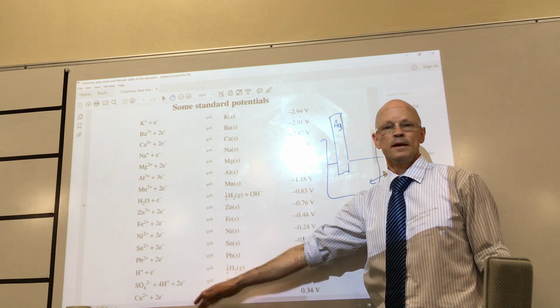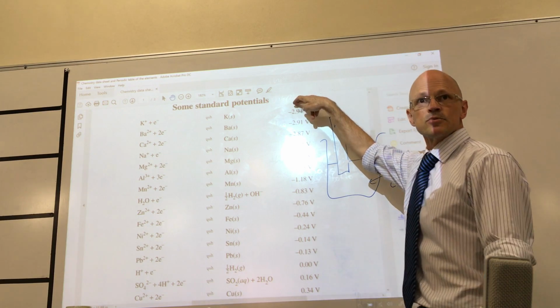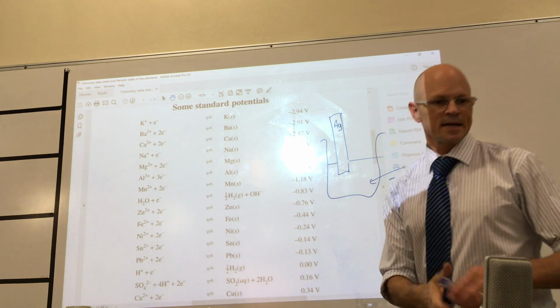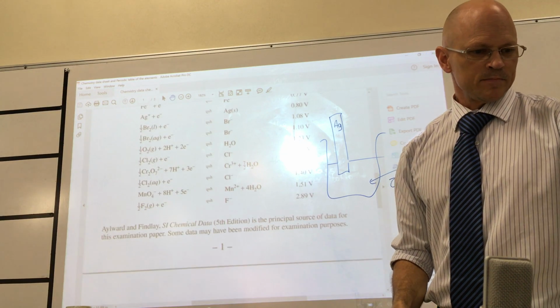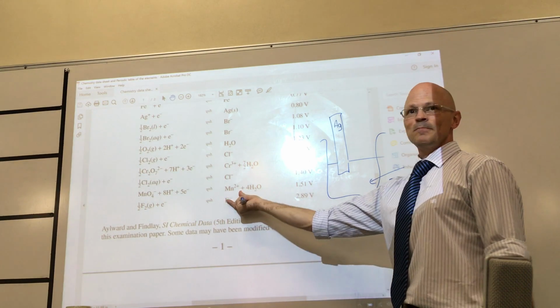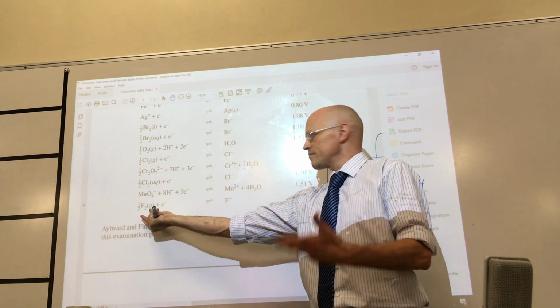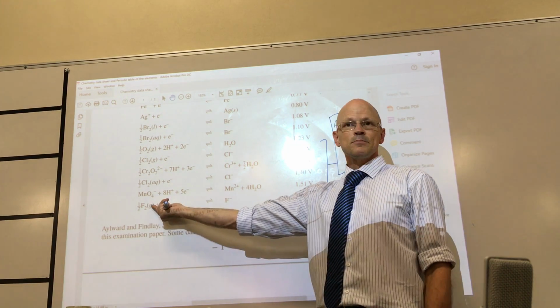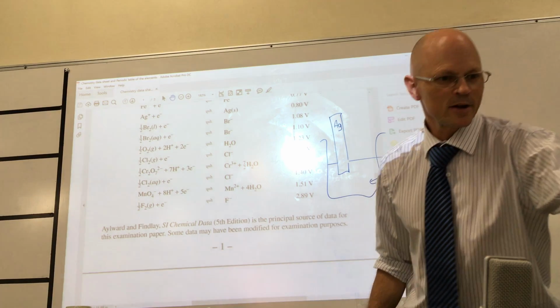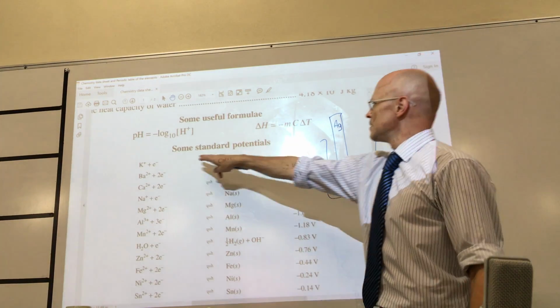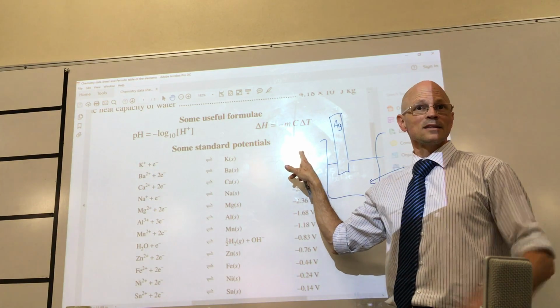Now, these numbers range from a negative number all the way up to positive 2.89. This just means fluorine is likely to be reduced. And if we go back up here, potassium is very unlikely to be reduced.